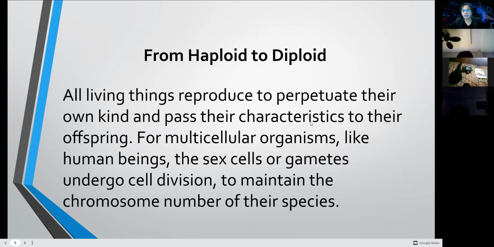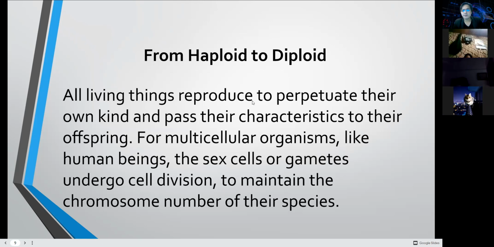From haploid to the diploid. Okay, what's with the haploid and the diploid? Haploid means half. Diploid means complete. All living things reproduce to perpetuate their own kind and pass their characteristics to their offspring.